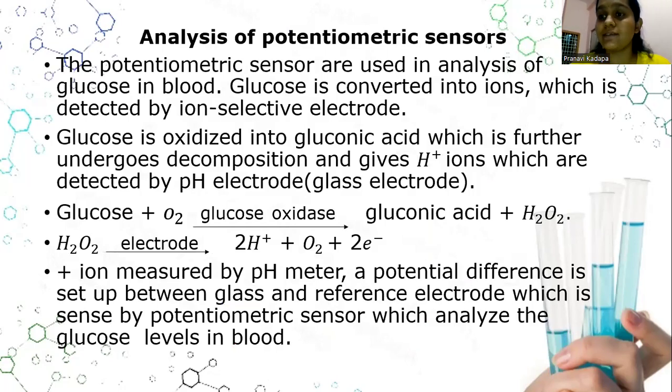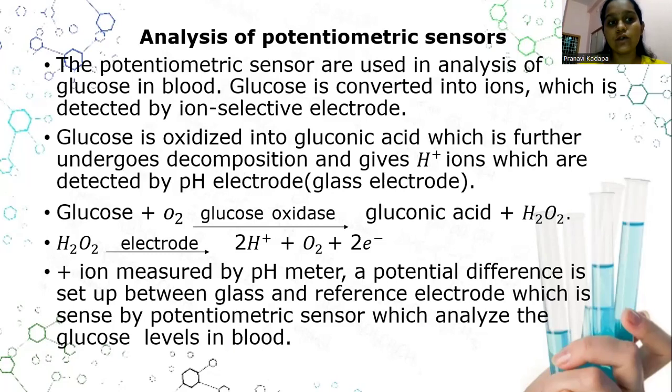Analysis of potentiometric sensors. When we get to the analysis of potentiometric sensors, the first thing that comes to mind is glucose. To detect what percentage of glucose is in our blood, potentiometric sensors are widely used. The glucose is oxidized into gluconic acid, which further undergoes decomposition and gives H plus ions, which are detected by the pH electrode. The pH electrode is nothing but the glass electrode, because the glass electrode detects H plus ions, which in turn gives the pH value.